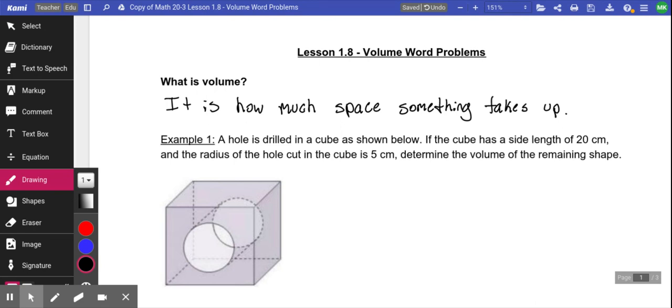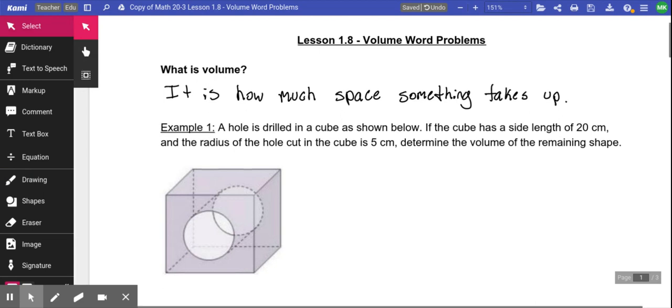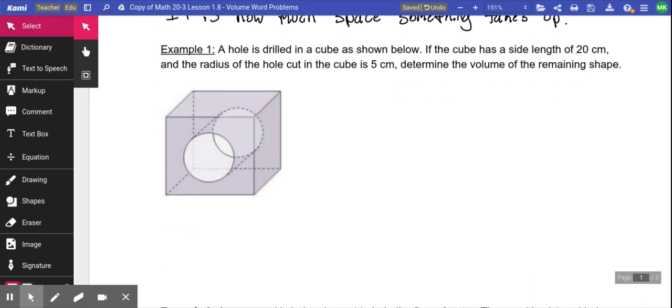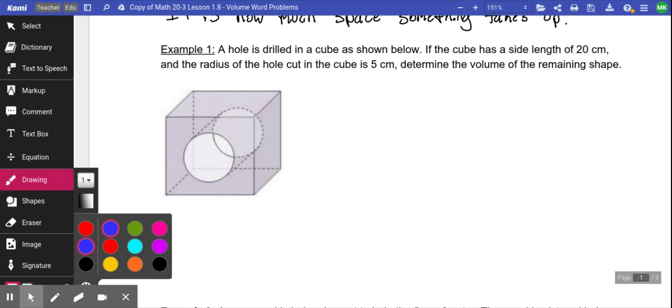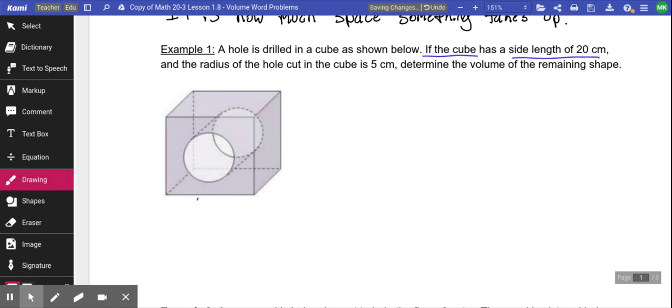So this first one says a hole is drilled in a cube as shown below. If the cube has a side length of 20 and the radius of the hole cut in the cube is 5 centimeters, determine the volume of the remaining shape. So you've got a cube with side length 20. I'm going to put that on my little drawing. Because it's a cube, that means all sides are 20. That's important. Cube, all sides are the same.